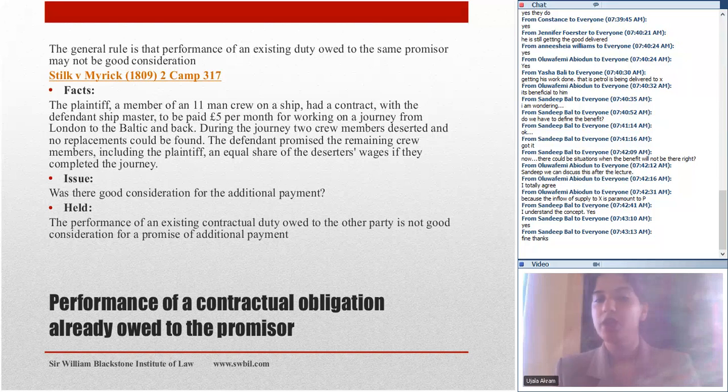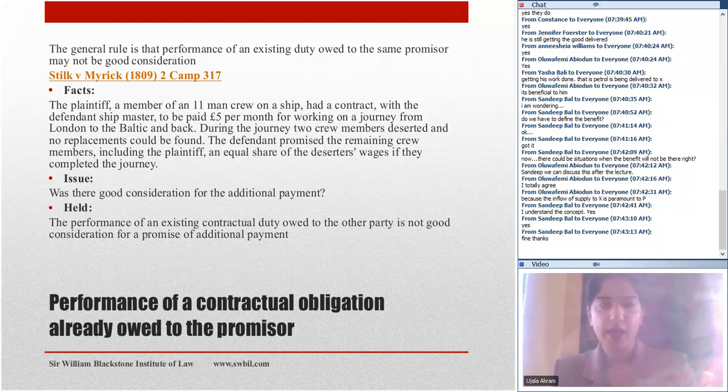Okay, so we discussed that performance of a contractual obligation owed to a third party is a benefit. But what if the contractual obligation is owed to the promisor? So the general rule is that performance of an existing duty owed to the same promisor may not be good consideration.